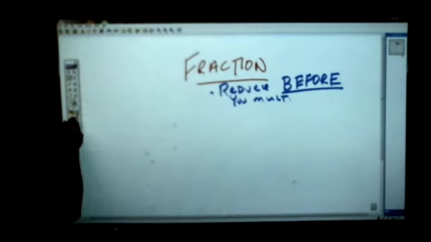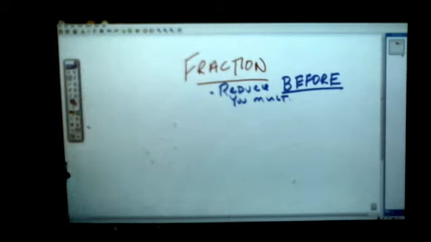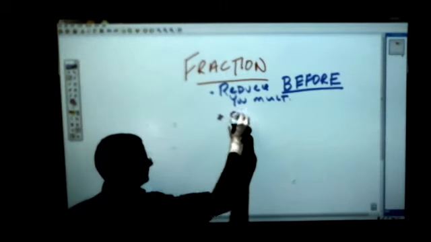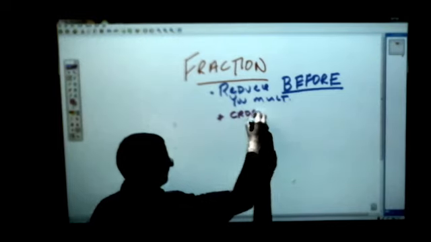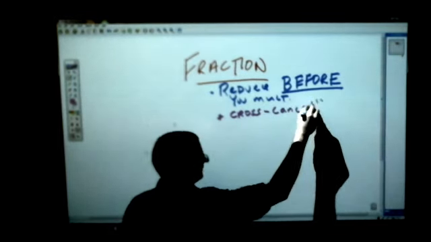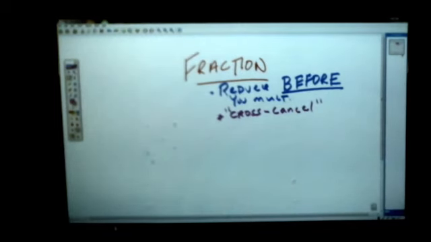Another word that math people use, and maybe it's gone the way of the world, maybe people don't use it anymore, we use the word cross-cancel. Cross-cancel. And what that simply means is this.